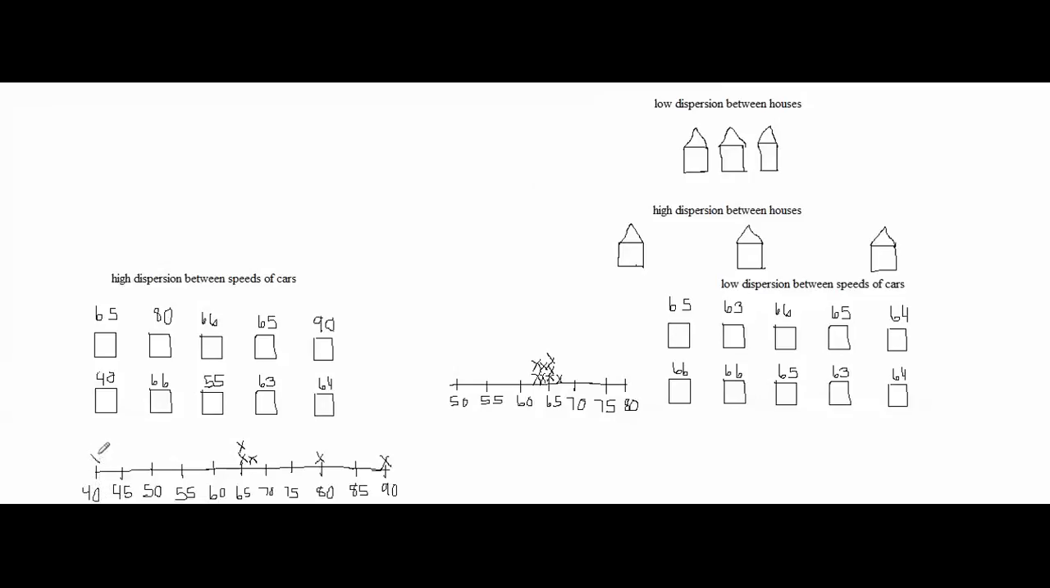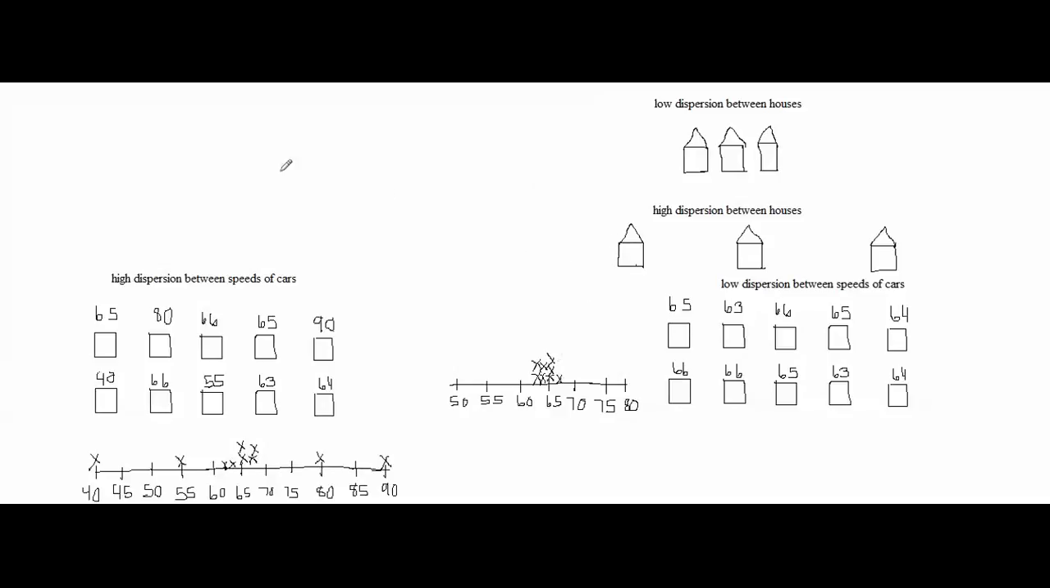We have 140 right here. We have another 66 and a 55. 63 would be about right here. And then 64 would be about right here. So notice how these speeds are spread out far apart from each other on this number line. They're spread out across this wide distance. So this is a high amount of dispersion between the speeds of the cars, unlike over here where we had a low amount of dispersion between the speeds because the speeds of the cars were all very similar and close to each other right here.